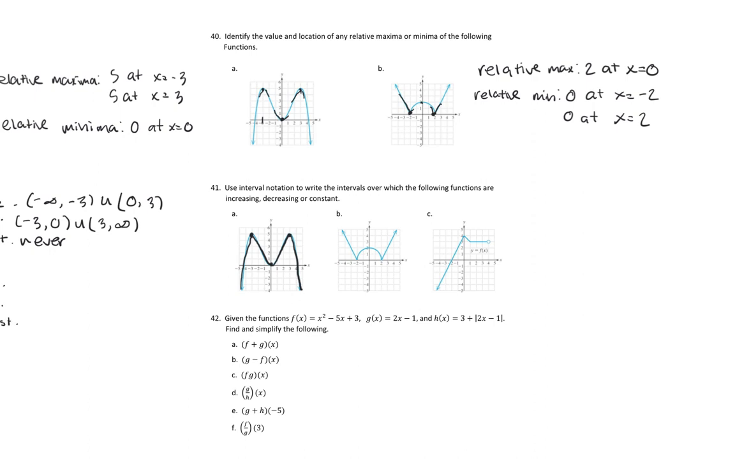All right, so if we look, it looks like it's increasing. It's getting bigger from -2 until it hits x equals 0. So we can say -2 to 0. And then again from x equals 2 to infinity, it looks like it's increasing, right, if we're going from left to right. So we can say union from 2 to infinity.